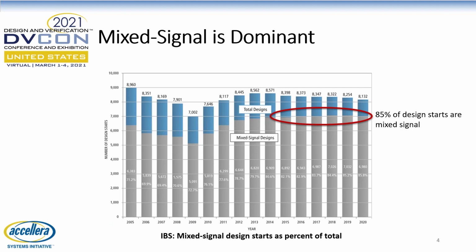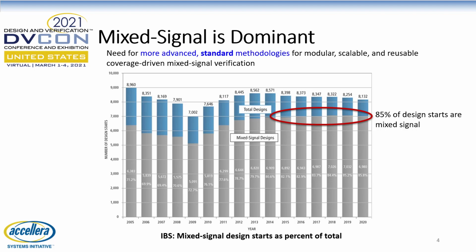This slide shows a chart from the research firm International Business Strategies, which says that 85% of design starts over the past 5 years have been mixed signal in nature. Such continued dominance of mixed signal, cutting across several industries, including 5G, automotive, IoT, and others, is leading to more recognition of the risks and challenges in mixed signal verification. Just like we did 10 years ago with UVM for digital verification, teams are now beginning to realize that AMS verification is going to require more advanced methodologies for modular, scalable, reusable, coverage-driven verification of mixed signal designs.